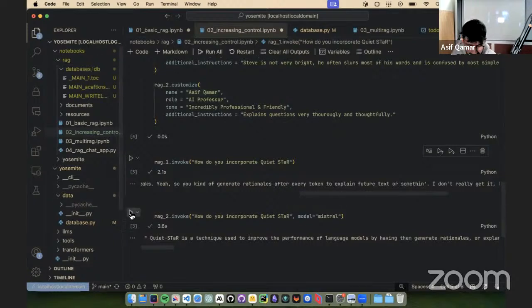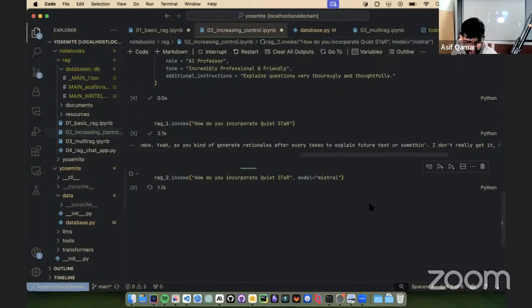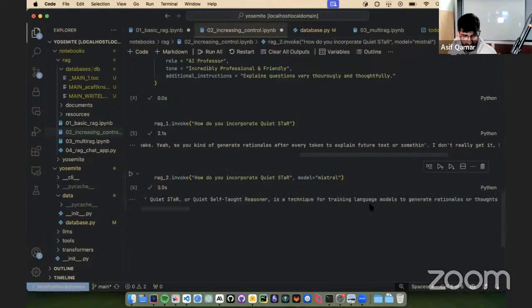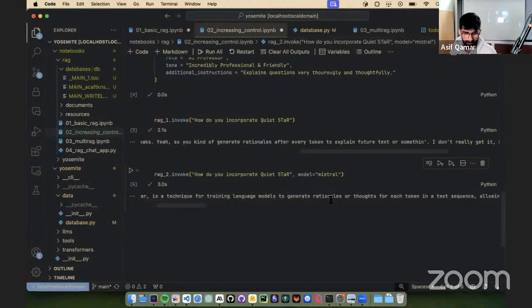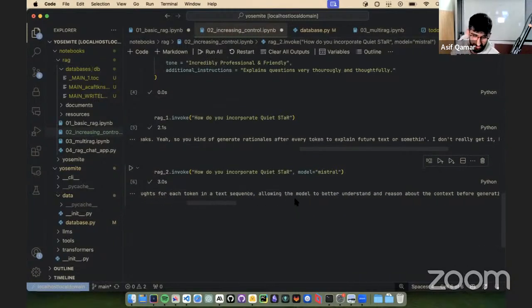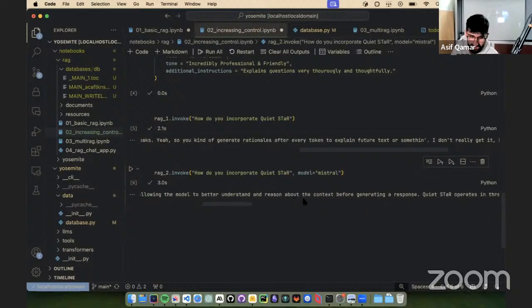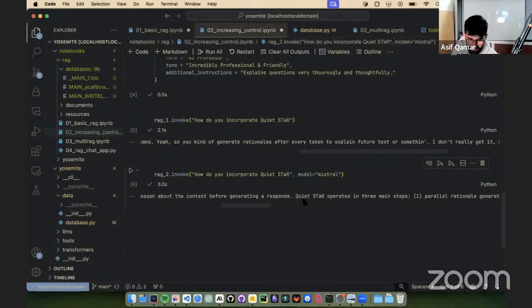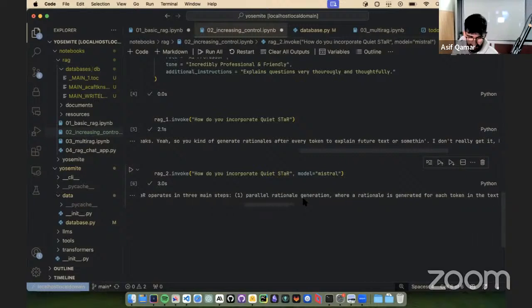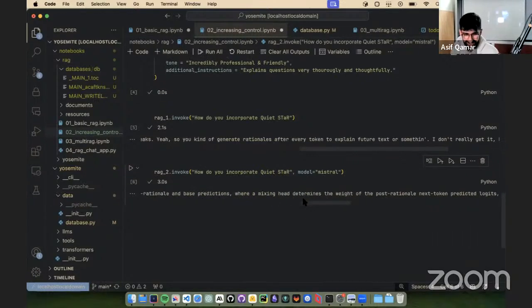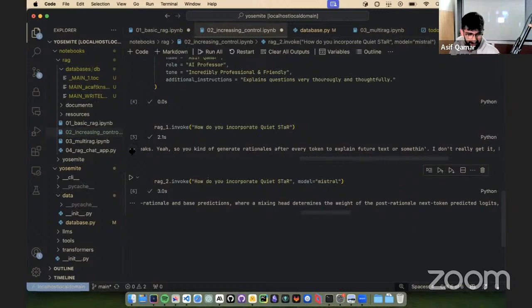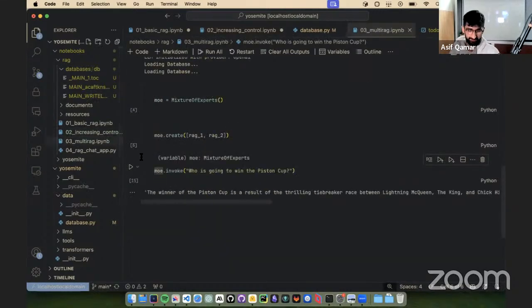And then you go and ask the same prompt to Asif, and it's a lot more complex. So he goes, it is a technique for training language models to generate rationales or thoughts for each token in a text sequence, allowing the model to better understand and reason about the context before generating a response. And then he goes over the steps as well.